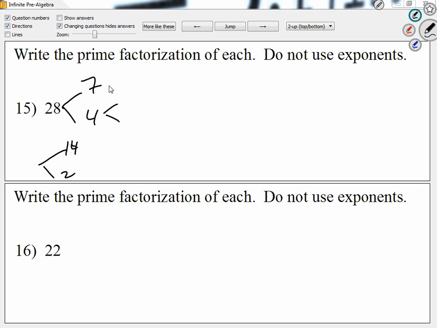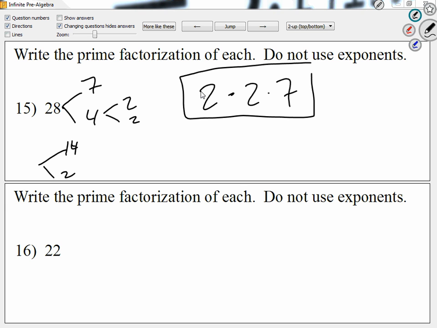Alright, so I heard first 7 times 4. I know 7 is prime. What about 4? 2 and 2. So for this, what we will get is 2 times 2 times 7. But let's say 14 and 2, right? The other case. I know 2 is already prime. What about 14? 7 and 2. If I put this together, do I get the same answer? I get the same answer. So it doesn't matter which two numbers you start with. That's why I usually say, give me any two. It doesn't matter which two.